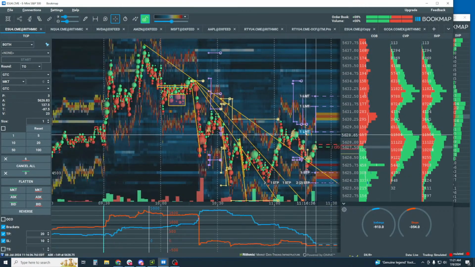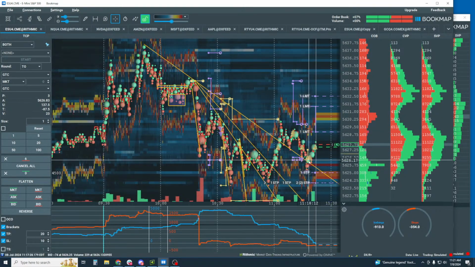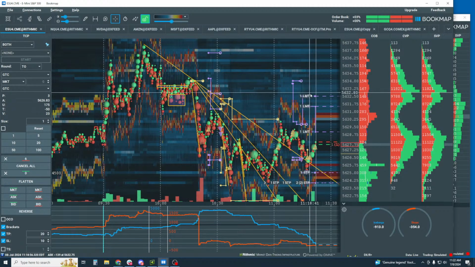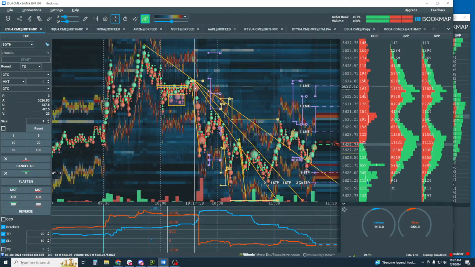Okay. Now, if I start to see there's a lot of buying coming in, then I'll move the take profit, and we can look at some of these other areas as well. In fact, let's move this one up here.